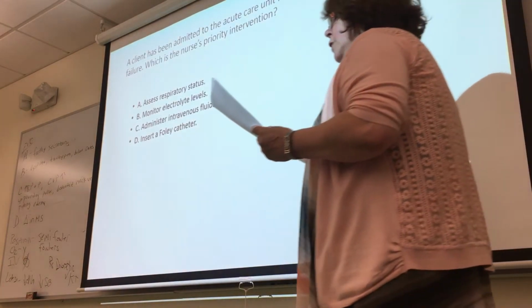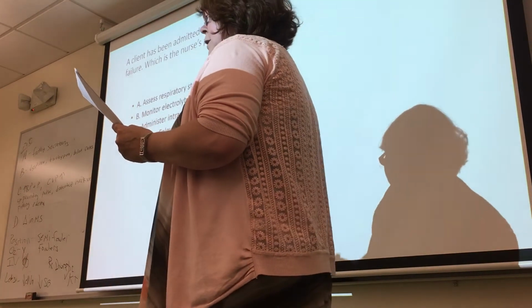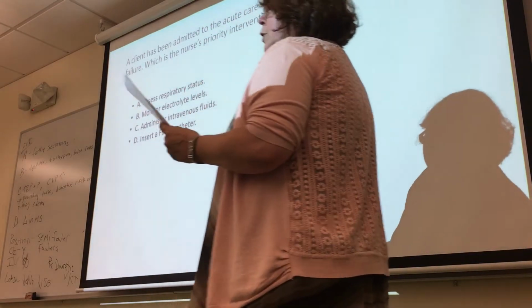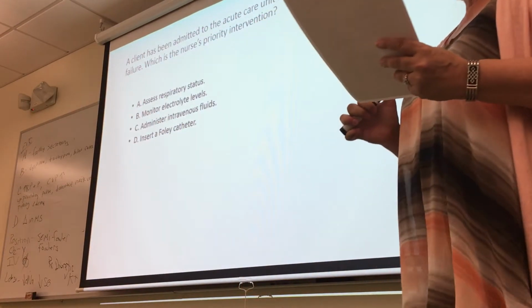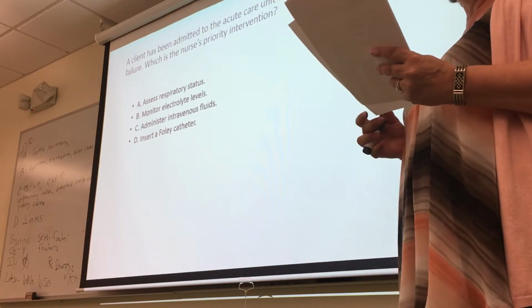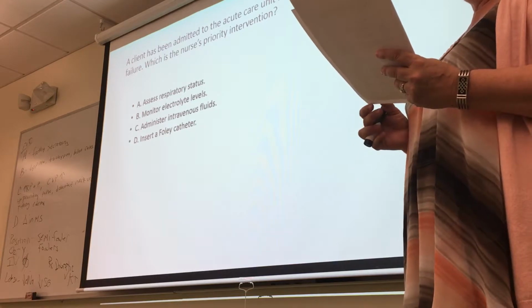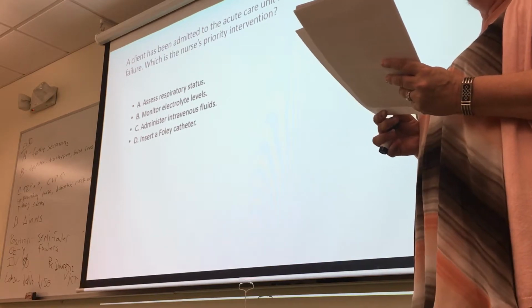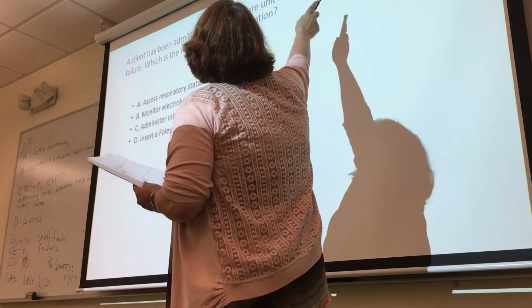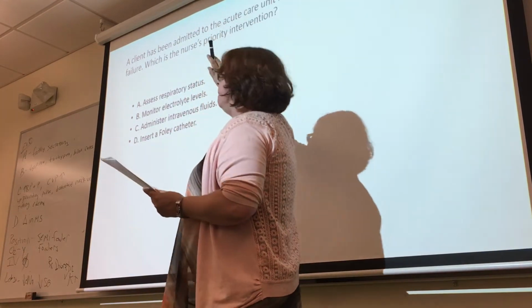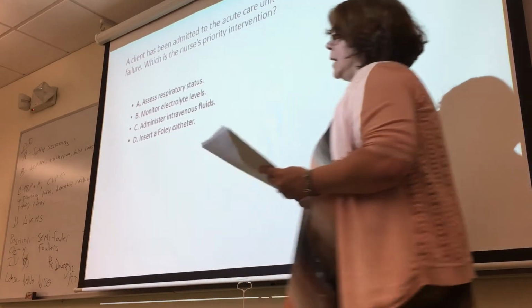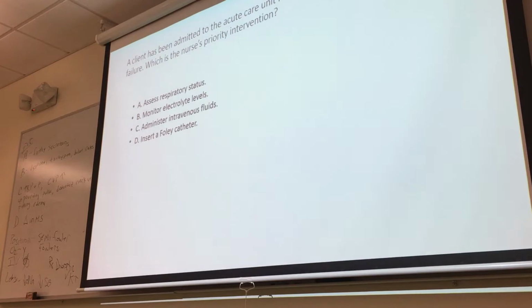A client has been admitted to the acute care unit for exacerbation of heart failure. What is the nurse's priority intervention? So again, this is exacerbation. A, assess respiratory status, B, monitor electrolyte level, C, administer IV fluids, or D, insert a Foley catheter. A is correct. So exacerbation of heart failure, my biggest concern is A, B, airway, breathing. So I'm going to assess that respiratory status.